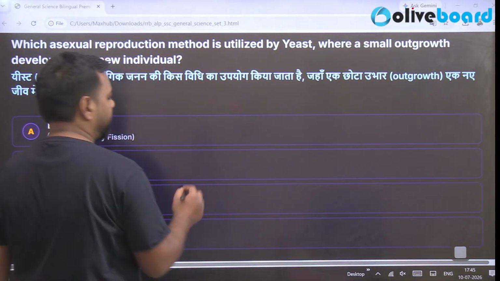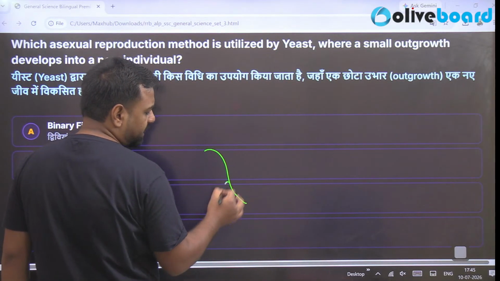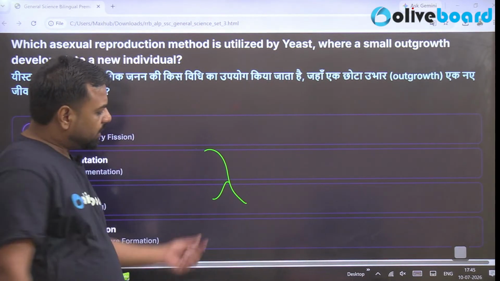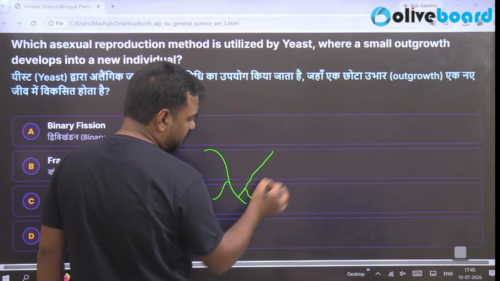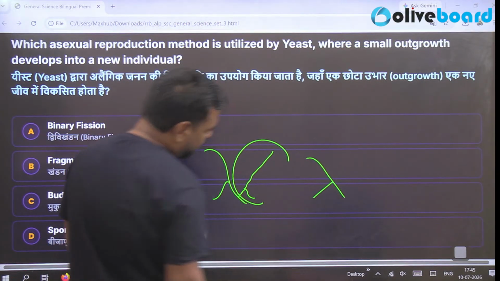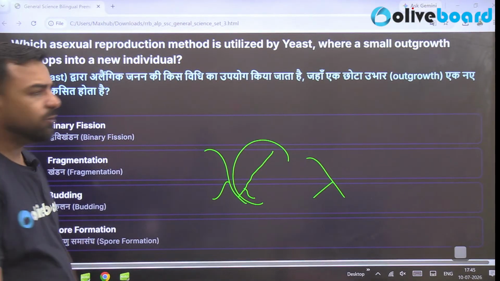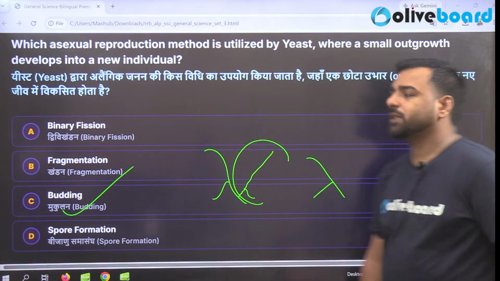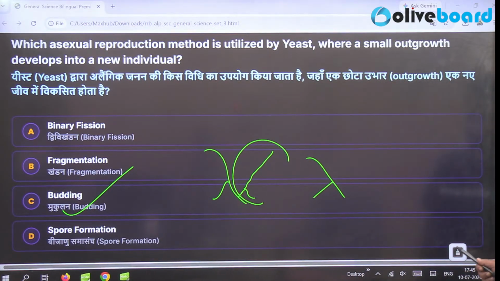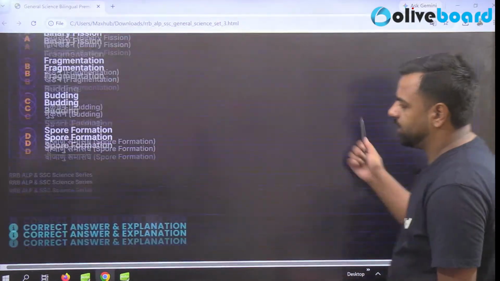I'll give you the example of Hydra. So let's say this is the structure of the parent. Now a small bud is there which starts to develop, and once it's fully developed, that is separated. So this process is known as budding, and the same concept is seen in the yeast as well. So I'll go with budding. That is option number C will be the correct answer. And the same question is asked from the Hydra part as well. Okay, next.